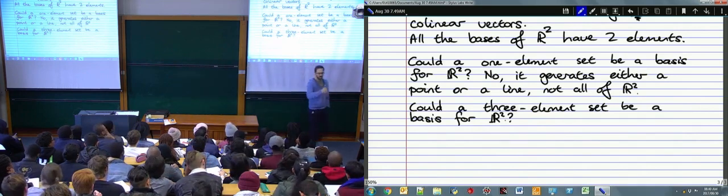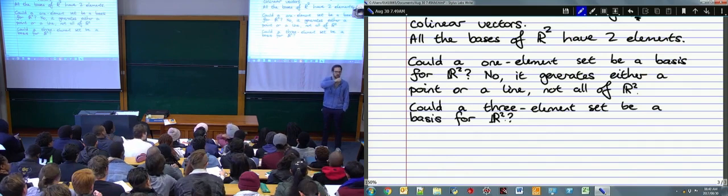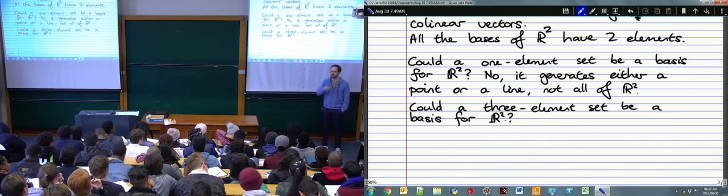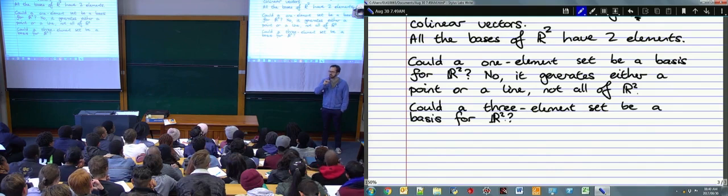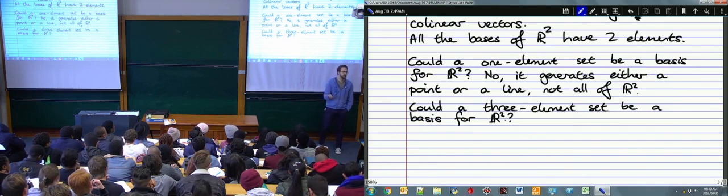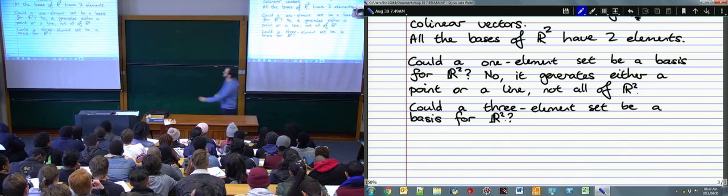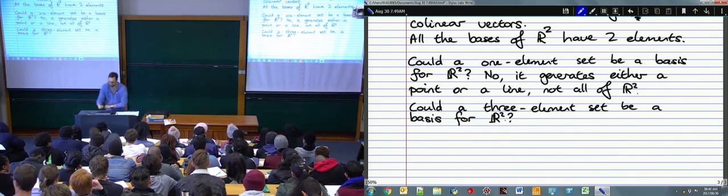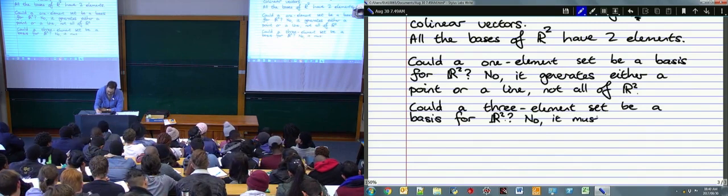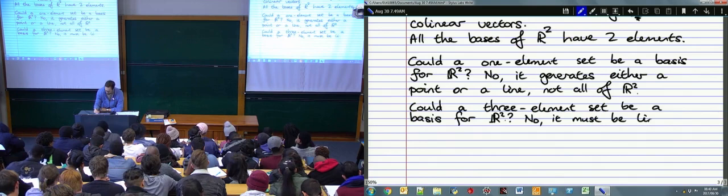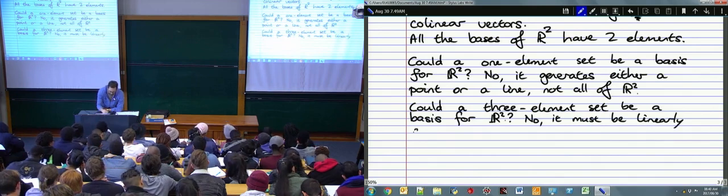We're going to set up a Gauss reduction, and there'll be 3 columns. One column for each unknown in front of these 3 vectors, alpha 1 v1 plus alpha 2 v2 plus alpha 3 v3. But there are only 2 rows in this matrix, which means that you can have at most 2 pivots. So at least one of the variables will be a free variable, so you'll have an infinite number of solutions, so we have a linearly dependent set of vectors. Okay, so could a 3-element set be a basis for R2? No. It must be linearly dependent.